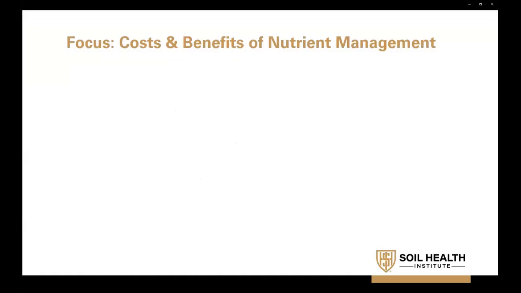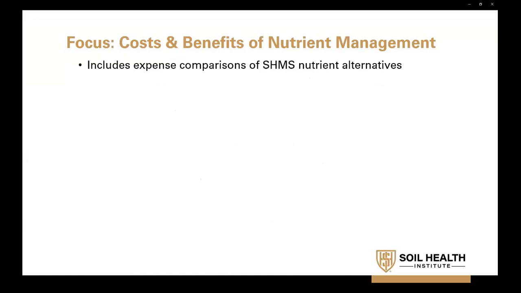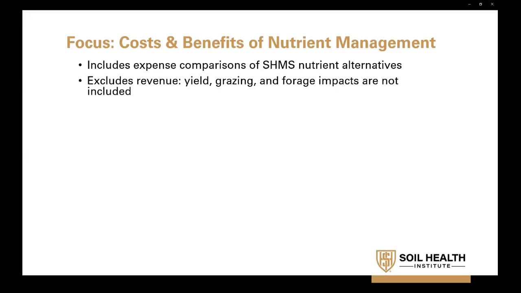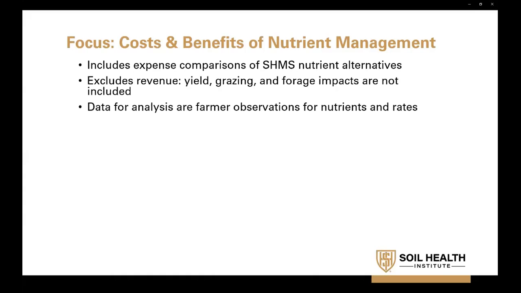Our focus is the cost and benefits of nutrient management. This will include expense comparisons of soil health management system nutrient alternatives. It will exclude changes in revenue that would either come from yield, grazing, or forage impacts, which are not included. Our analysis is focusing on nutrient management, and we just look at expense comparisons.